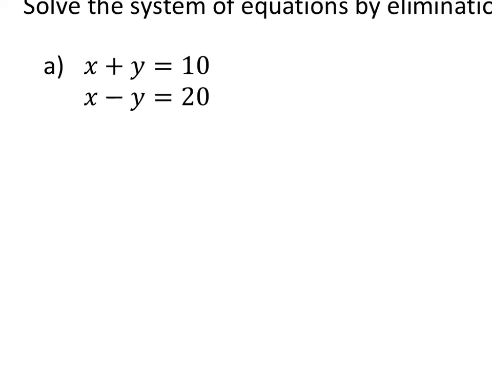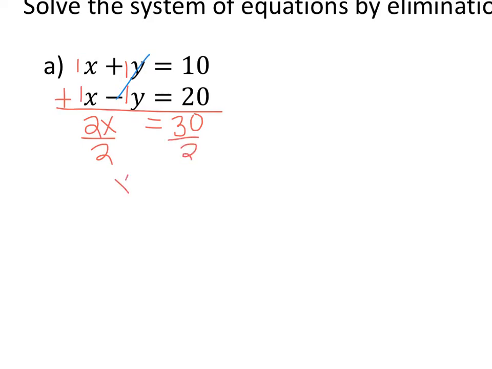So basically what I'm going to do, you first need to also make sure that your x's are lined up, your y's are lined up, your equal signs, and your constants are lined up. All we are going to do is simply add them. So we have 1x plus 1x, which equals 2x. Positive 1y minus 1y cancels out. Carry down your equal sign. And 10 plus 20 is 30. Now I'm left with a very simple one-step equation. I'm going to divide by 2 on both sides, and I get x equals 15.